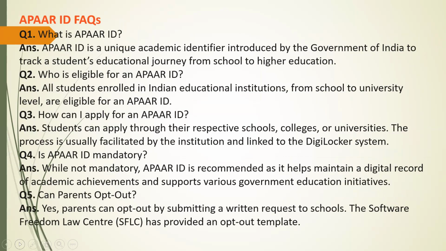APAAR ID FAQs, frequently asked questions. What is APAAR ID? APAAR ID is a unique academic identifier introduced by the Government of India to track a student's educational journey from school to higher education. Who is eligible for an APAAR ID? All students enrolled in Indian educational institutions from school to university level are eligible for an APAAR ID. How can one apply for an APAAR ID? Students can apply through their respective schools, colleges, or universities. The process is usually facilitated by the institution and linked to the DigiLocker system.